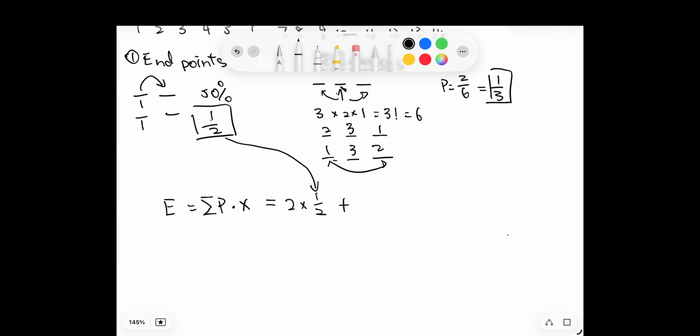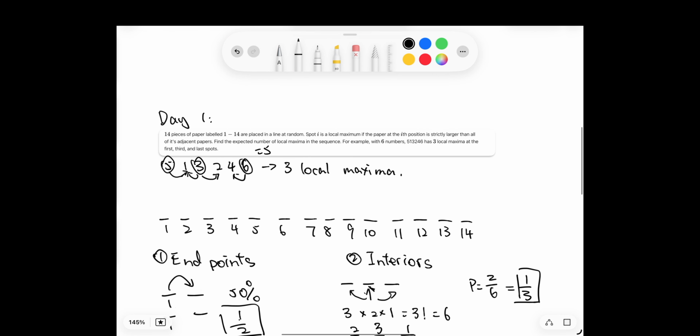And then we can just add the same thing for interior points. There are 12 interior points, and the probability of interior points being a local maximum is 1/3. So our final answer will just be 1 plus 4, which is 5. And 5 is our final answer to this problem. It'll just be 5.